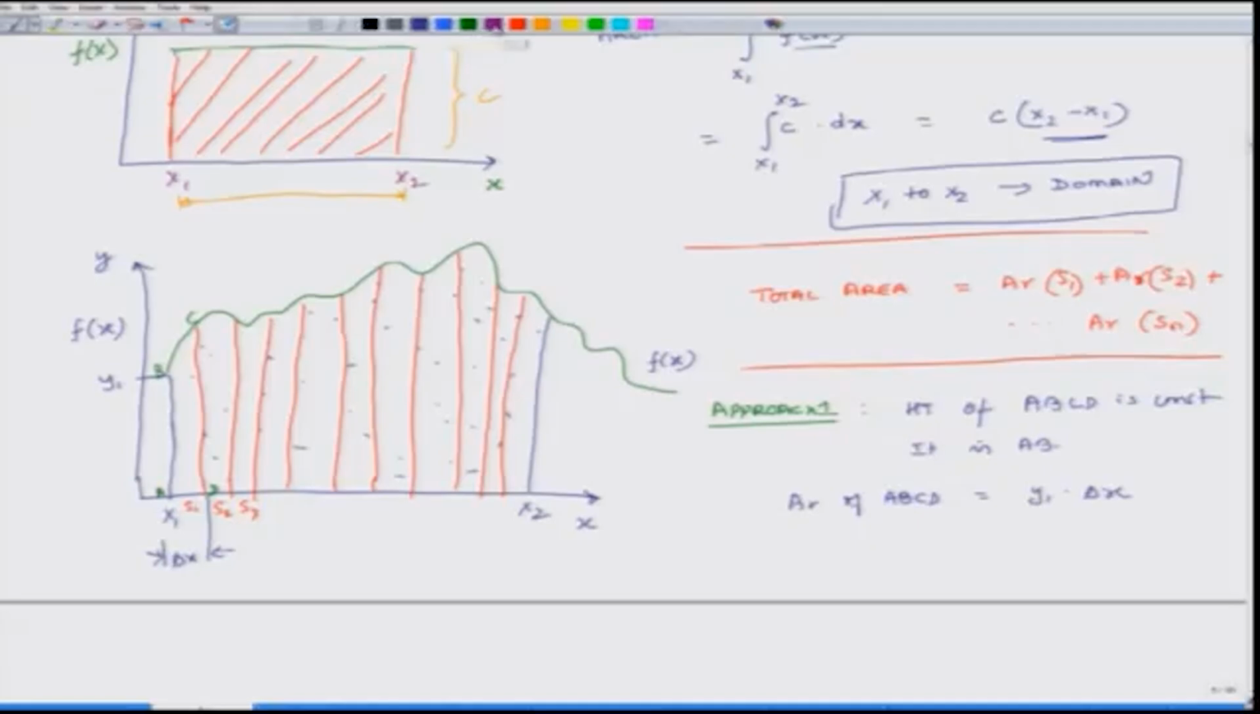So, basically what I am saying is that this complicated shape ABCD is not that, but I can approximate it as something like this. So, effectively what I have calculated is not ABCD, but the area ABED. Do you understand? And in this case, what is the error? The error will be the area of BEC. This is my first approach. Then I will say, maybe I can have a better approach.